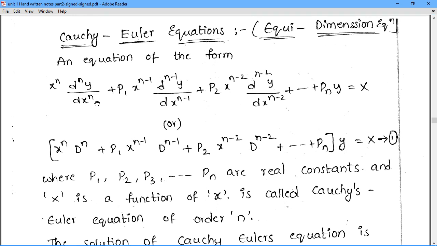For this, we have to write the operator form of the Cauchy-Euler's equation or equidimension equation. To write the operator form, we have to use the operator D. D stands for the differential operator, that is, D is d by dx. So using the d by dx operator, the equation becomes x^n D^n + p1 x^(n-1) D^(n-1) + p2 x^(n-2) D^(n-2) + and so on + pn of y is equal to capital X. This is known as the operator form of the Cauchy-Euler's equation.